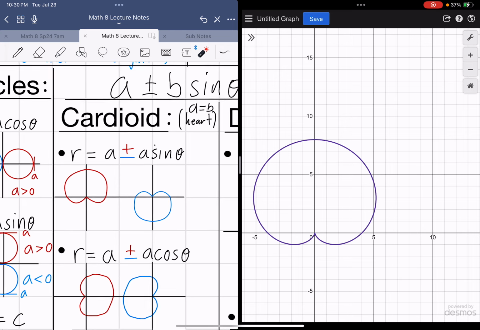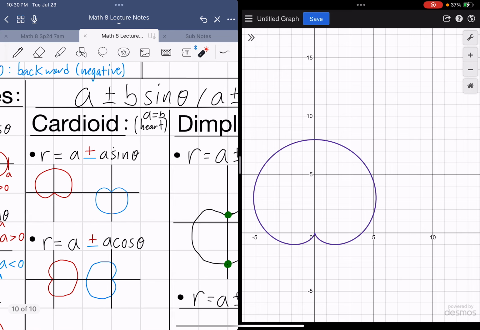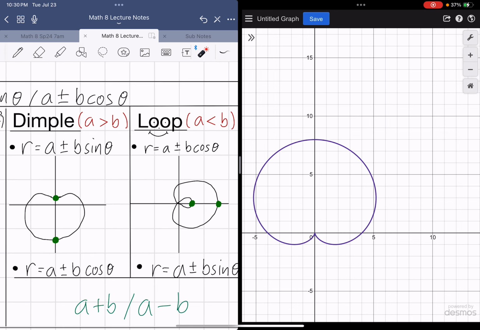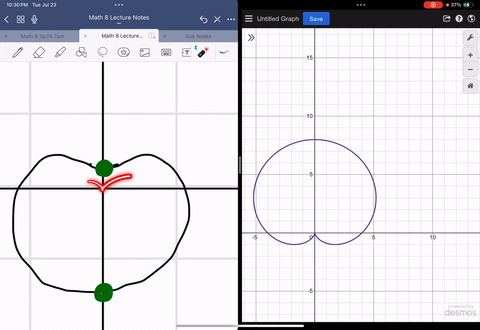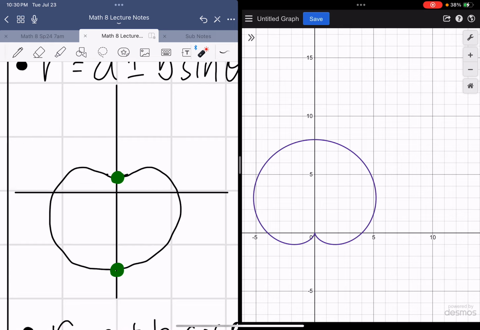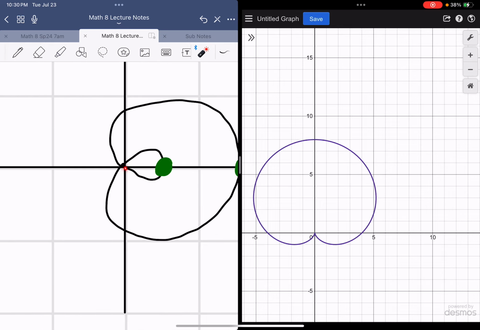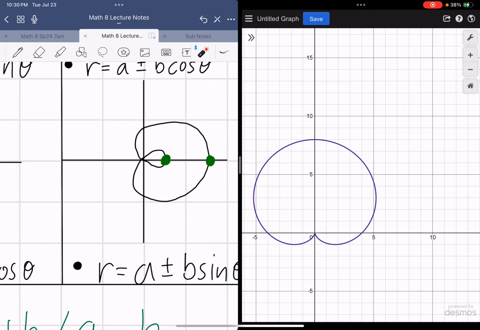Now, the next two, again, have that same overall shape. And I like doing these side by side. One has this dimple. If you notice, it doesn't actually touch that origin like the cardioid does. Now the loop does touch that origin, but it clearly has this loop inside.